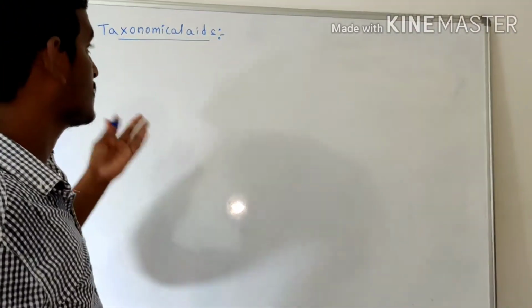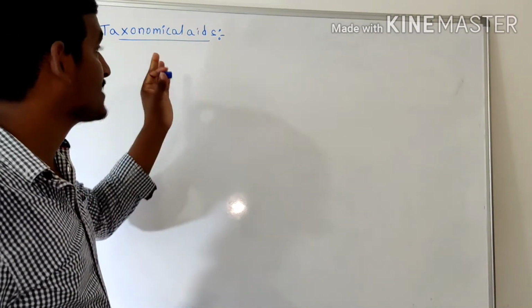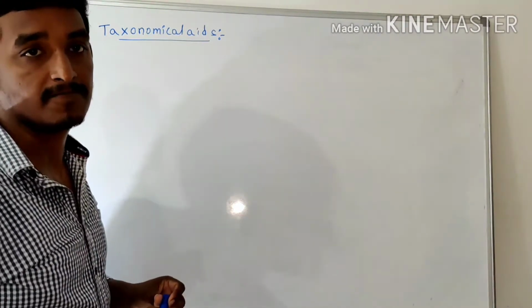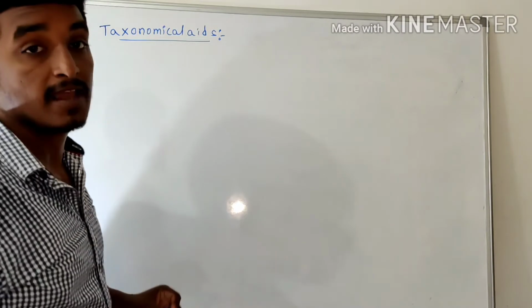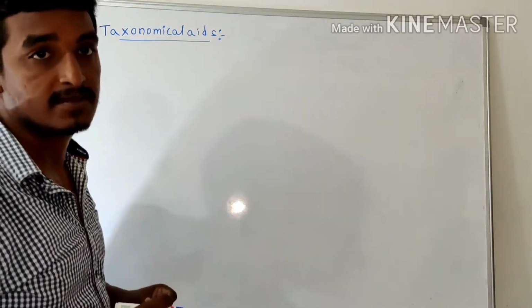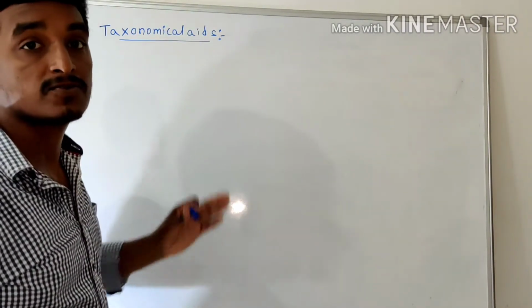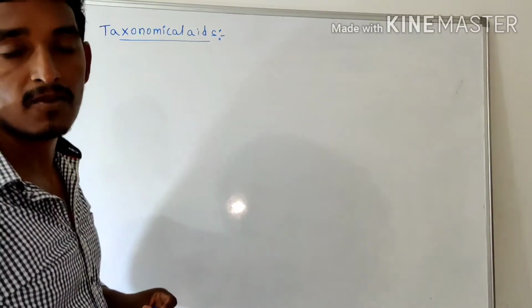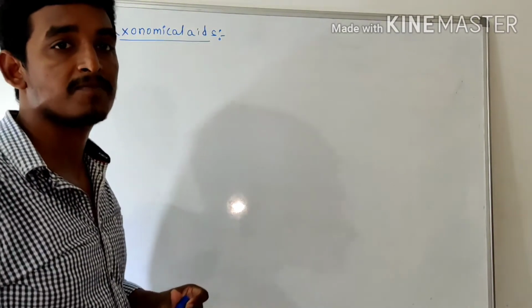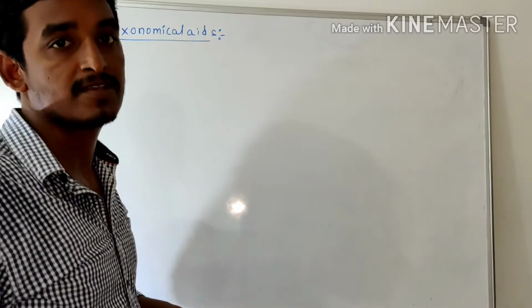Taxonomical aids are also called taxonomical tools. It is the last topic in diversity in the living world, right? So what is the use of taxonomical aids? These are the tools that help in taxonomy. We already know about taxonomy, which we discussed in our previous classes.